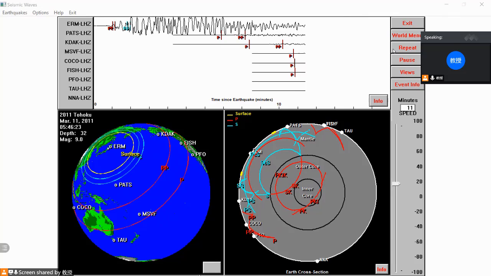Okay, we look at it once more. This shows the waves propagating on the surface of the Earth. And then this diagram shows the reflection and the refraction of different waves at different interfaces or boundaries. This diagram on top shows the ground motions recorded at different stations.